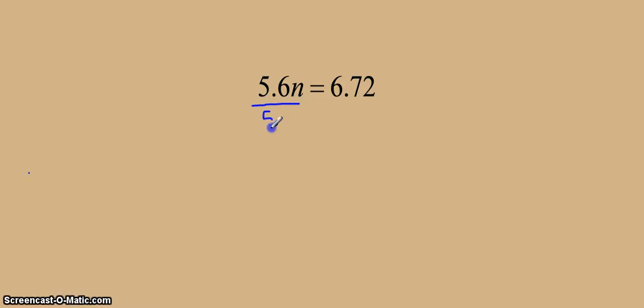So to get n by itself, we need to divide both sides of the equal sign by 5 6/10. 5 6/10 divided by 5 6/10 is 1. 1 times n is n. And 6 72/100 divided by 5 6/10 is 1 2/10. So the value of n is 1 2/10.